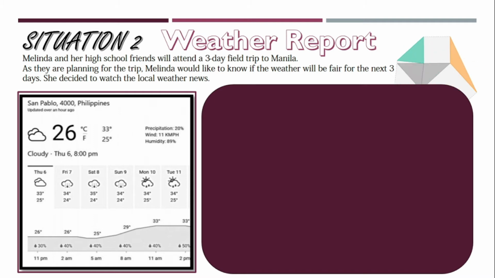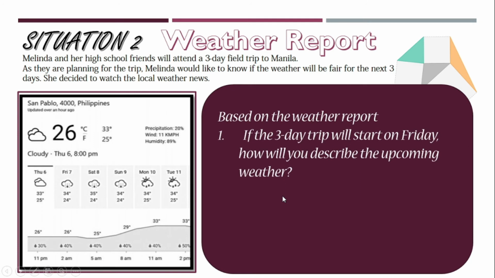At yung information na binigay, yung data na binigay ay ito, nasa kaliwa. Now, based on the weather report, if the 3-day trip will start on Friday, how will you describe the upcoming weather? So, kung mag-start daw siya ng Friday dito, so 3 days, hanggang Sunday. Di ba? So, paano daw natin ma-describe yung upcoming weather? When it comes to rain naman, lahat yan 40% chance na mag-rain.